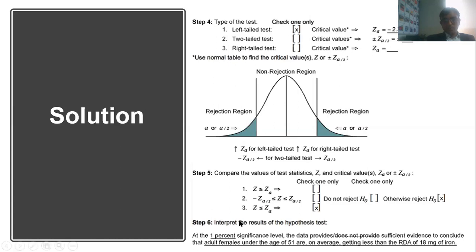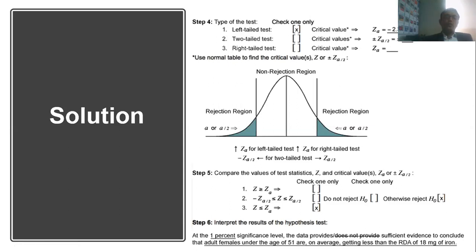So we can make a statistical conclusion on the basis of the above test that at 1% significance level, the data provides sufficient evidence to conclude that adult females under the age of 51 are on average getting less than the recommended daily allowance of 18 milligram of iron. So this is how we can go ahead with the process of hypothesis testing.